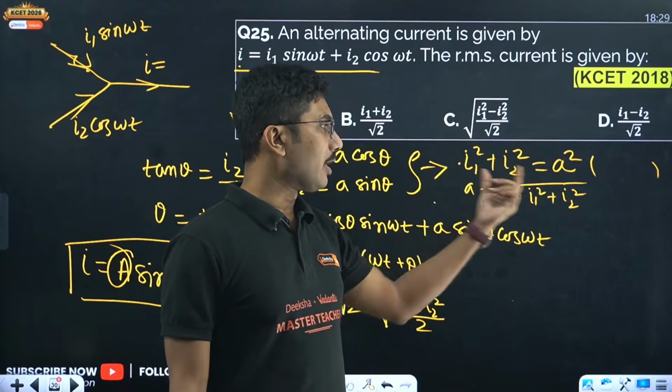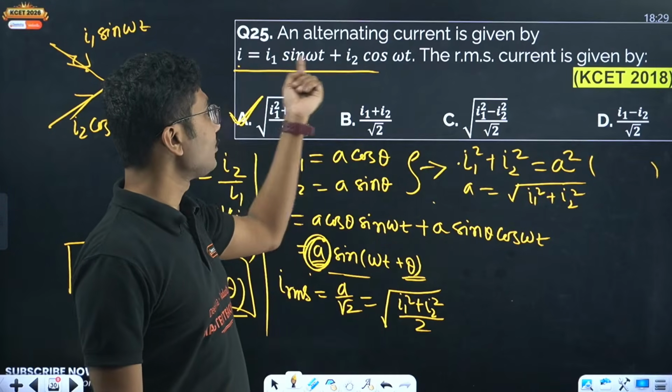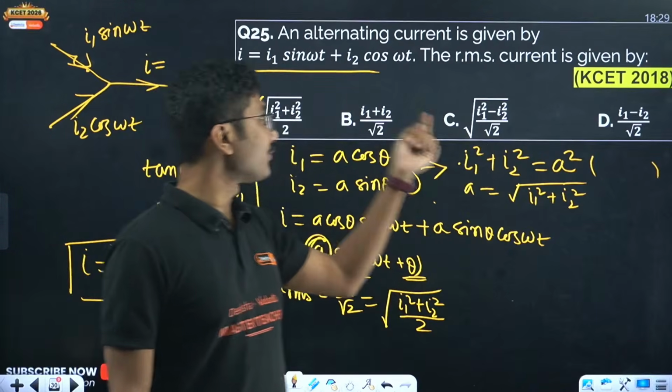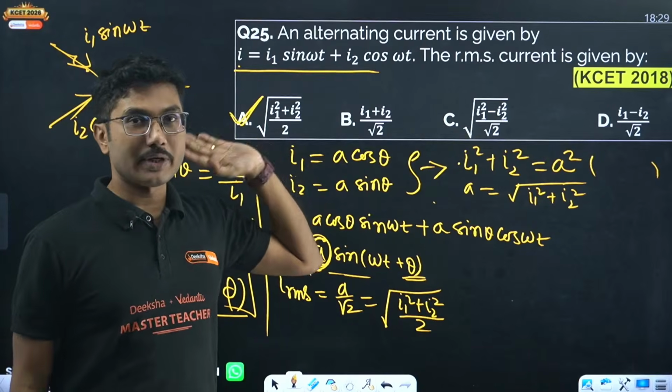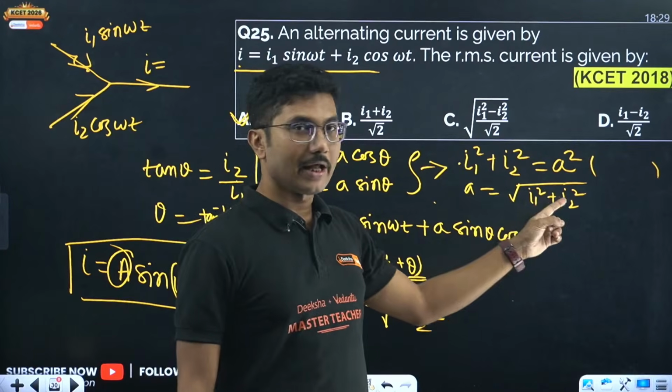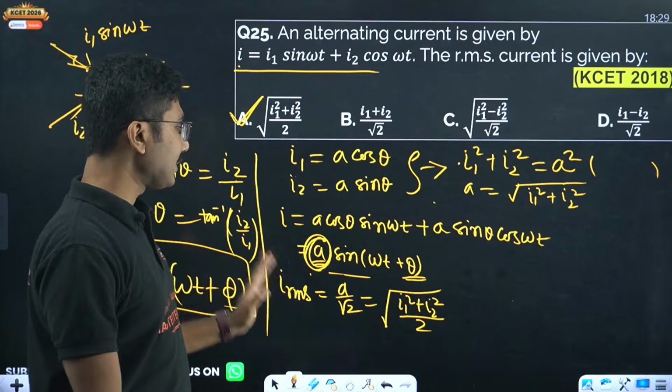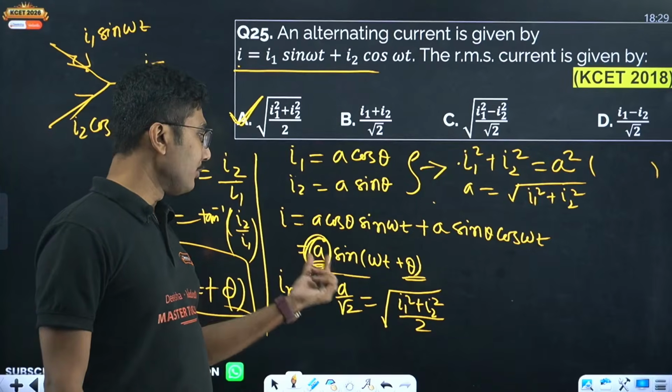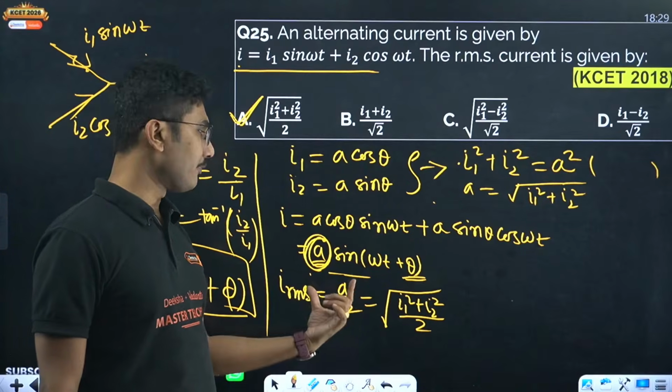So you have to convert this parameter into the actual value. So what is the actual value? Actual value you have to calculate in terms of I1 and I2. So this is the actual value. Now we know that RMS current is the amplitude divided by √2. This is the formula, right?